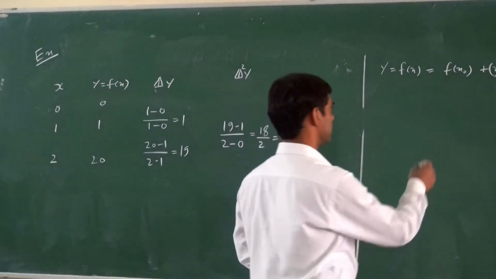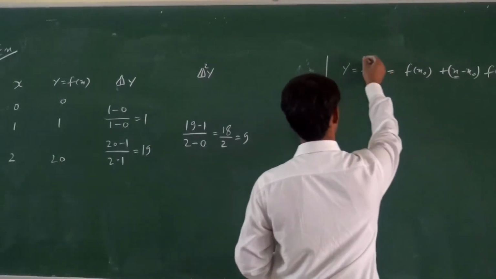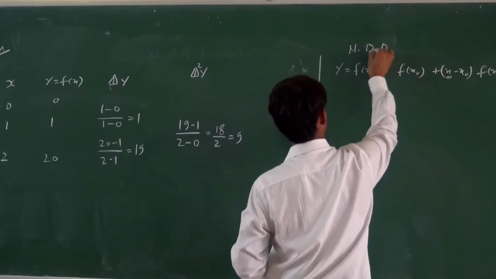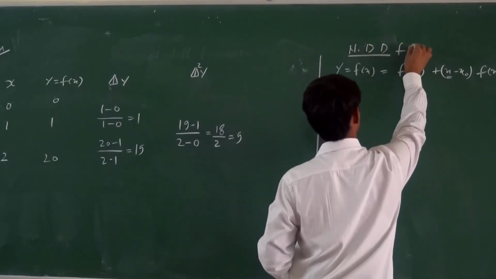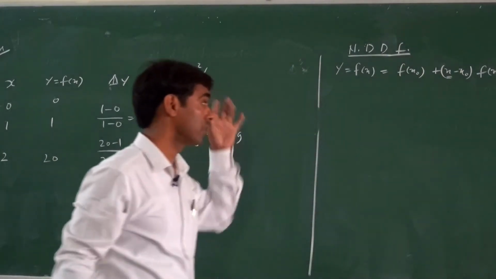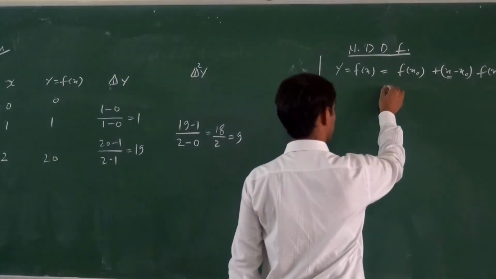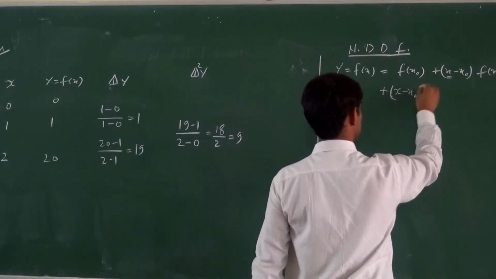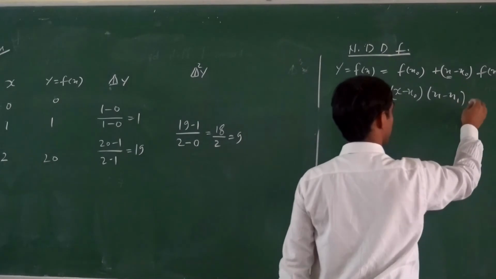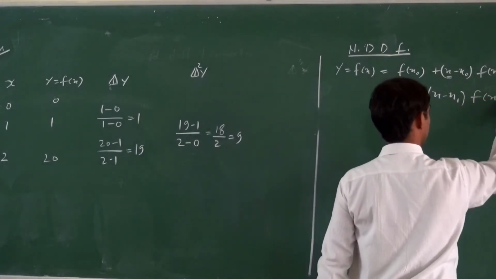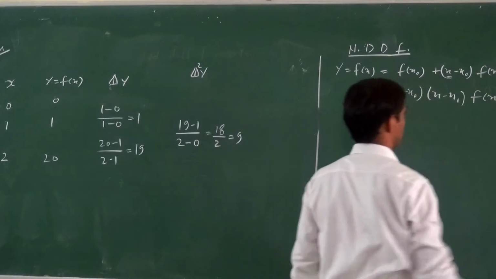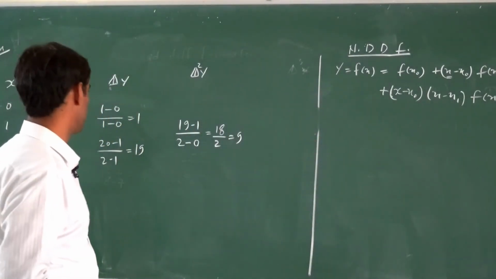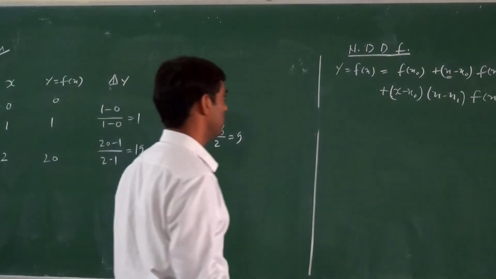So here we need to write down the Newton divided difference formula up to second order. What is the third term? x minus x0, x minus x1, f of x0, x1, x2. So now what are the values?